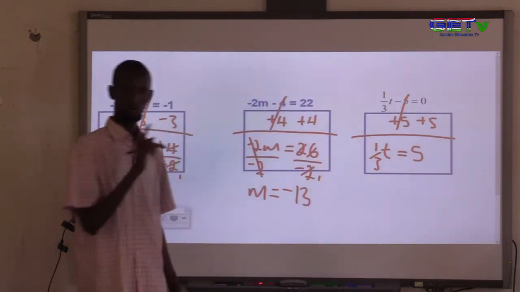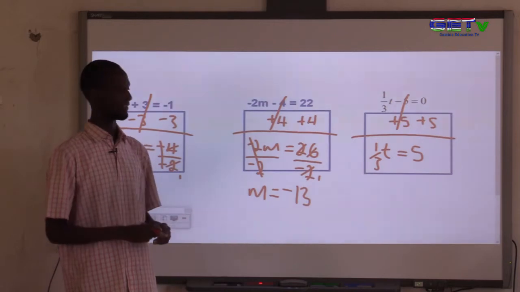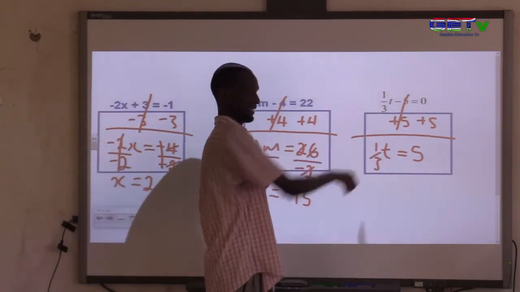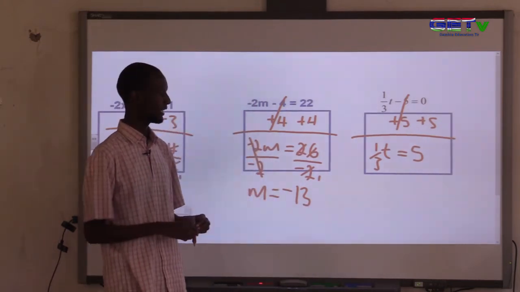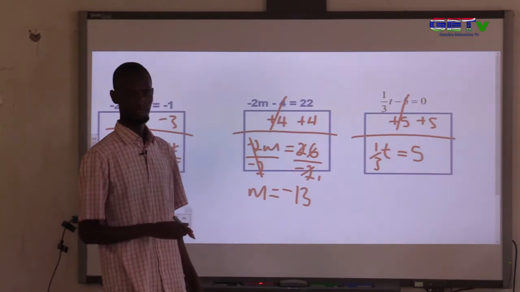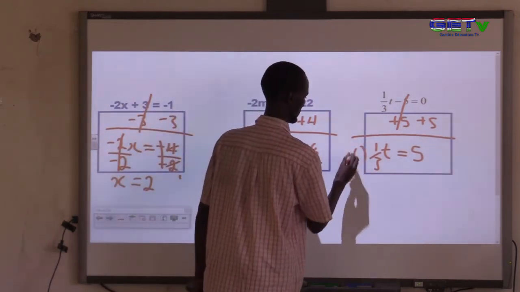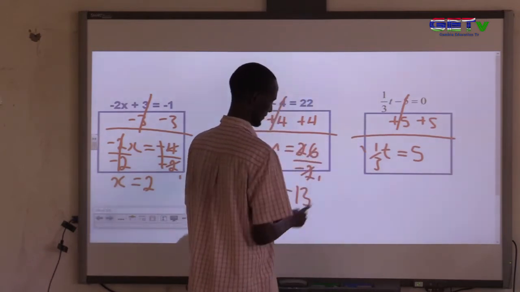Remember, we are trying to isolate our variable. We need our variable to be all alone on one side. And since 1 over 3 is the same as 1 divided by 3, it's a division there. So to undo a division, we multiply. So you're multiplying the left-hand side by 3.